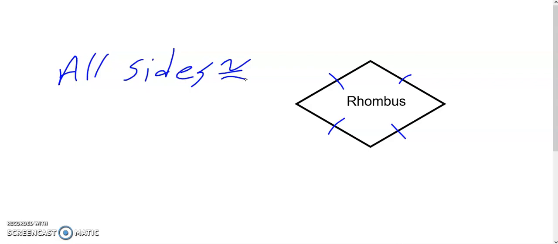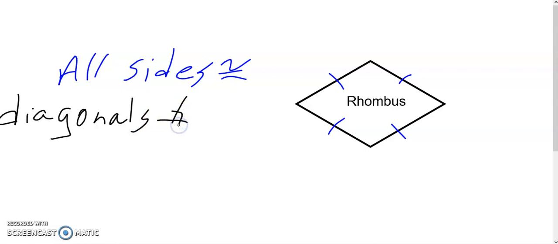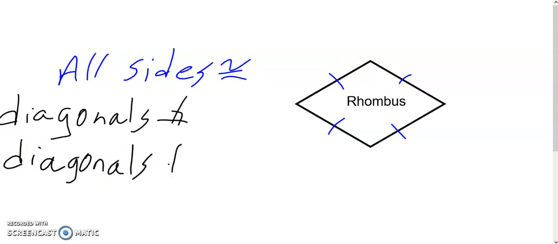Opposite angles are congruent. That's still true. Consecutive angles are supplementary. Still true. Diagonals bisect each other. Still true. But because it's a rhombus, we have two rules about the diagonals. My diagonals are going to be perpendicular to each other, and the diagonals are going to bisect the angles of the rhombus.